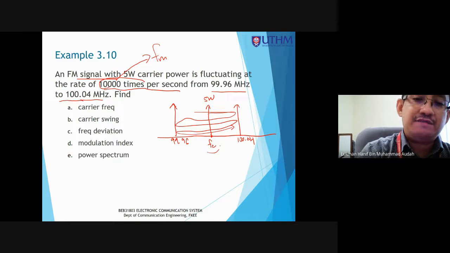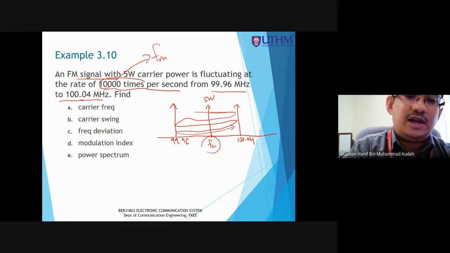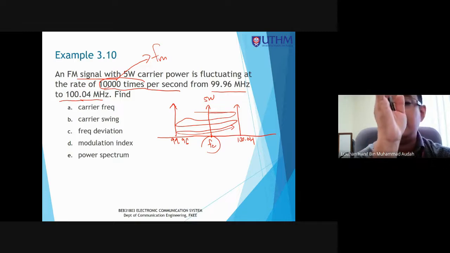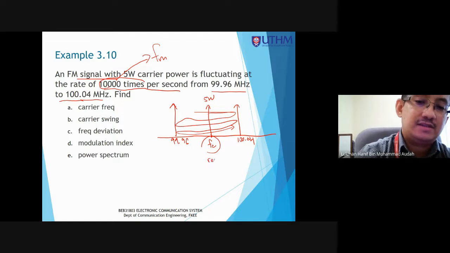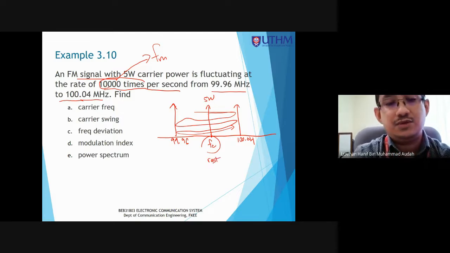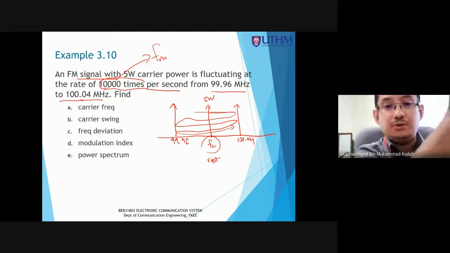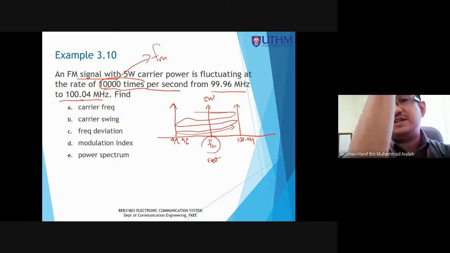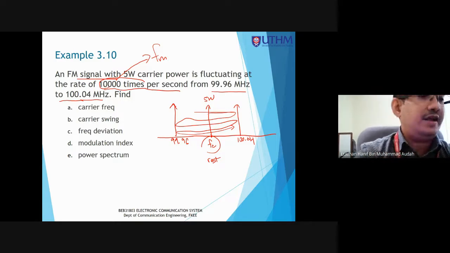Berapa carrier frequency? We don't know. We need to know that the carrier frequency is at the center, or at rest frequency. So kalau dilihat di sini, carrier berada pada center daripada fluctuation itu. The total fluctuations, carrier must be at the center. Maknanya dia rest pada center. So how much is the carrier frequency?